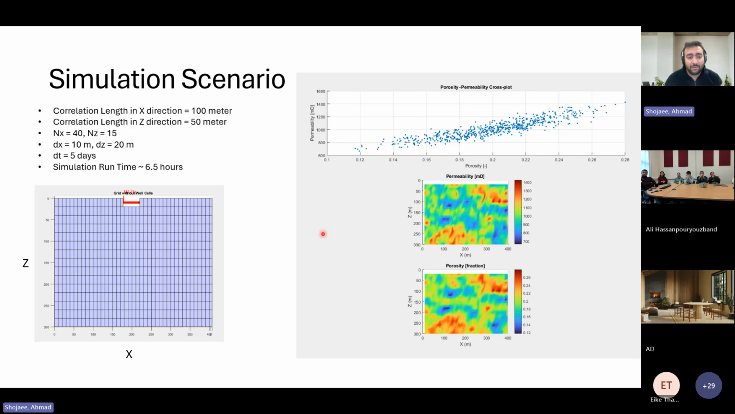So based on that mineralogy, I performed multi-cycle storage in a synthetic reservoir. I defined this permeability and porosity field with a correlation length of 100 meters in the x direction and 50 meters in the z direction. A very simple model, and I ran the model for 20 cycles of annual storage: 5 months of injection, 2 months of shut-in, and 5 months of back production.